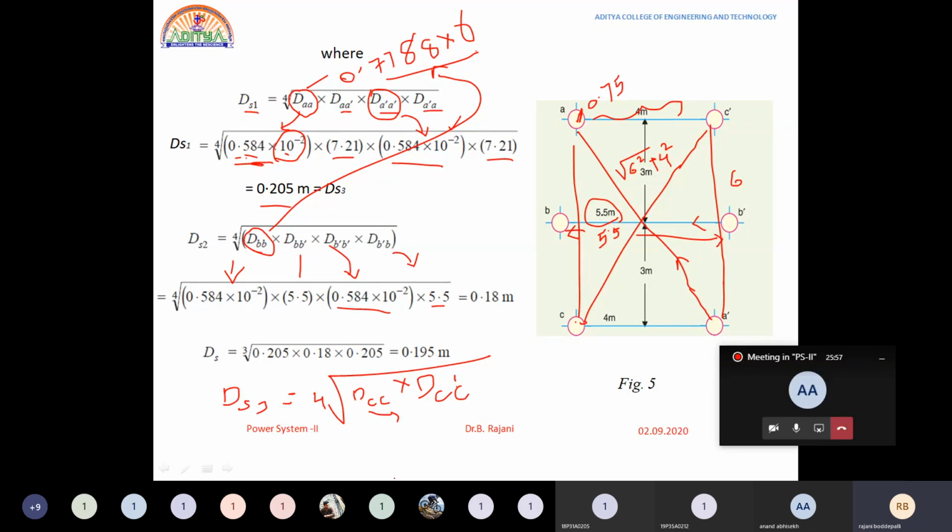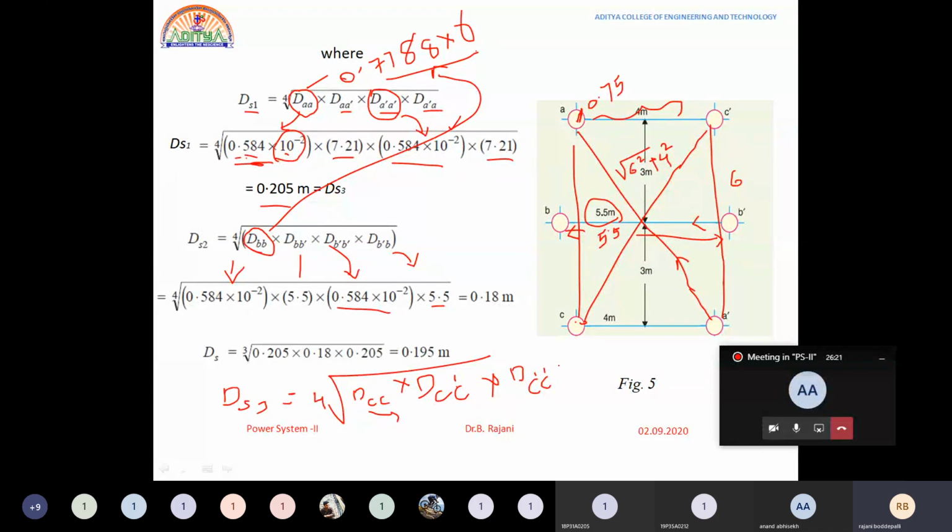Okay. What is the next term we are having? DC dash C dash. What is the value? DC dash C dash is nothing but the self GMR of this conductor C dash itself. So C dash is over here. Itself means 0.778 into R. That value is 0.584 into 10 to the power of minus 2. So that value gives you this.